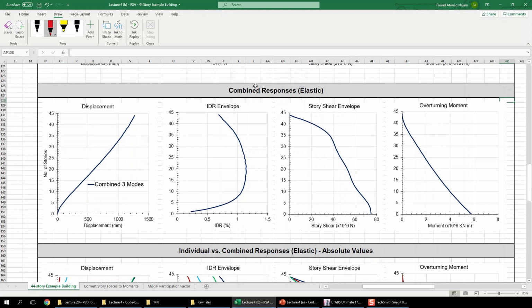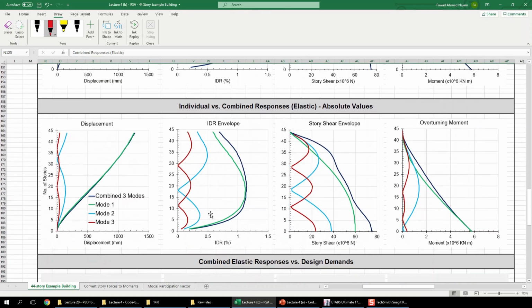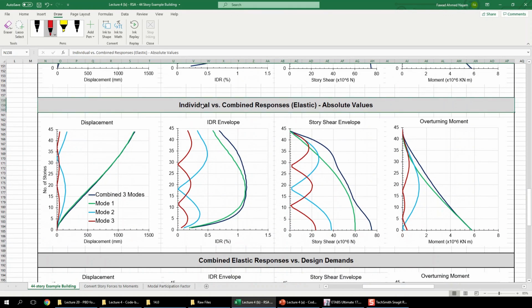And in a moment we will see that these responses should match with what ETABS is giving, because we have used the same mode shapes from ETABS and the same time periods and the same spectra from ETABS. So this is a comparison between individual modal responses which I have shown earlier and the combined responses. So you can see that since the maximum contribution from most of the responses was coming from the green line, which is the mode 1, the total response is also very close to the green line.